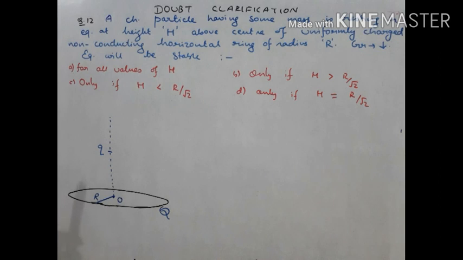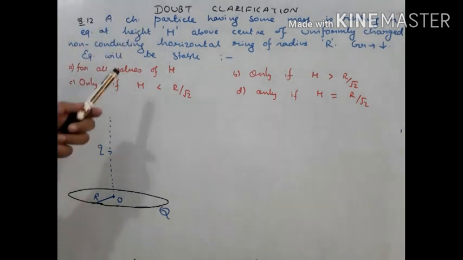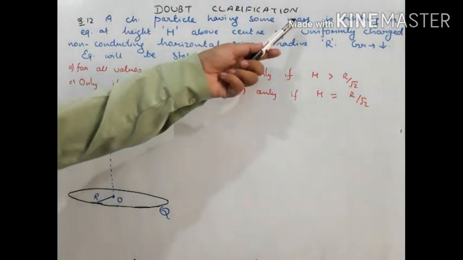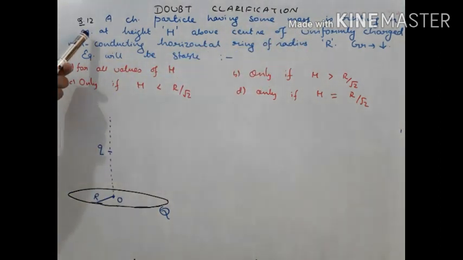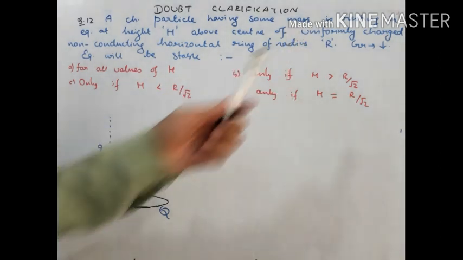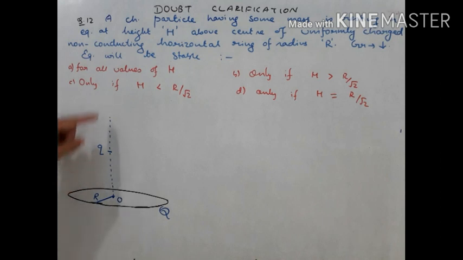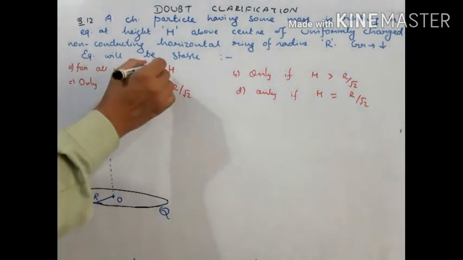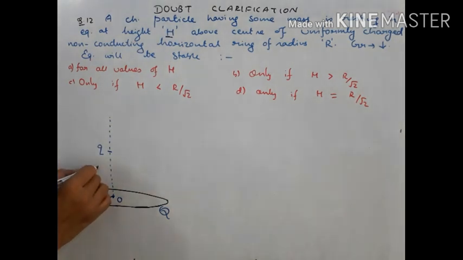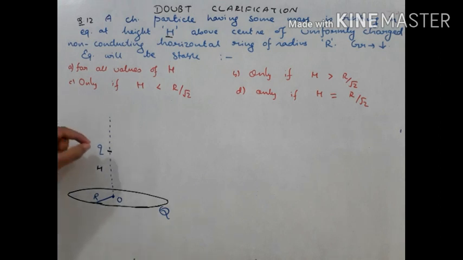This question is like this: there is a charged particle somewhere on this line having some mass, and it is resting in equilibrium at height h above the center of a uniformly charged non-conducting horizontal ring whose radius is capital R. So what is given? There is a ring placed horizontally like this. It has some charge Q, and on its axis at some distance, which they have given as h, there is a point charge, say small q, and it is at equilibrium. Equilibrium means net force is 0.